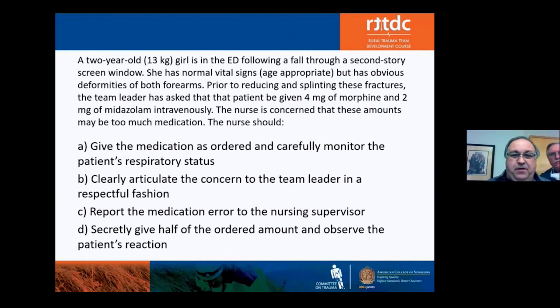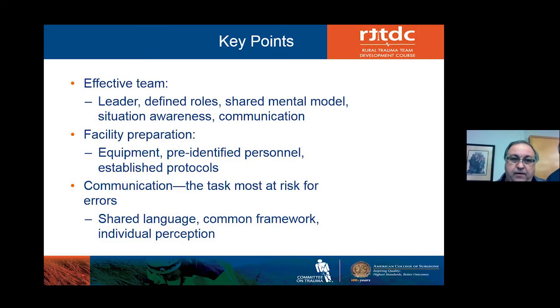And again, everybody, 100% answered B, and that's the whole purpose of this talk: clear communication and empowering everybody in the team to play their part effectively. So the answer is B. And again, key points: an effective team leader defines the roles, sets the tone of the resuscitation, maintains situational awareness, and communicates clearly.